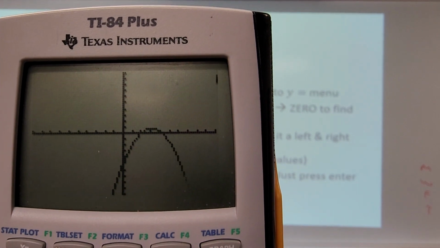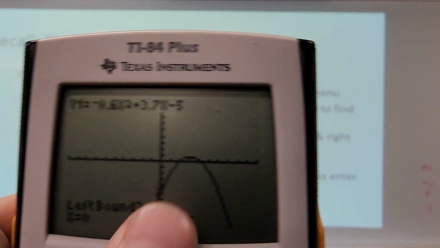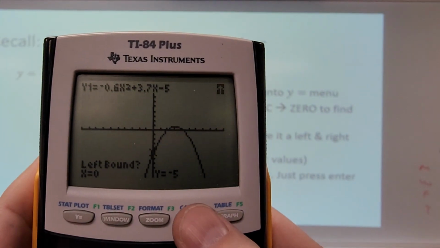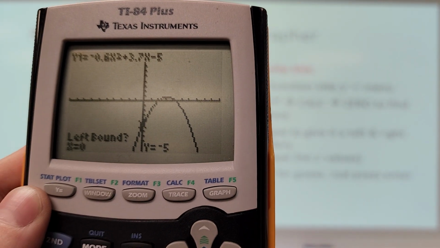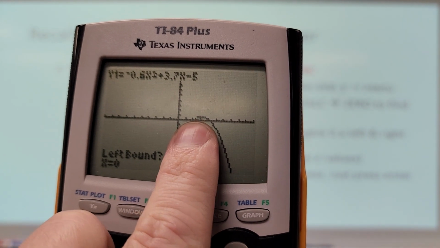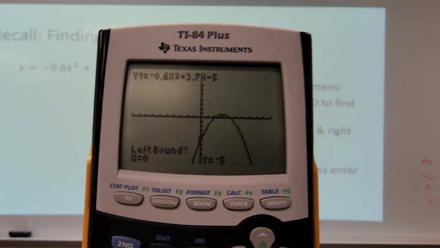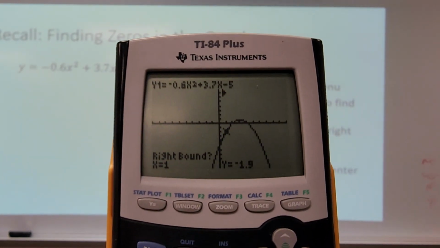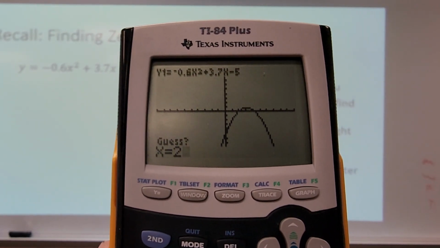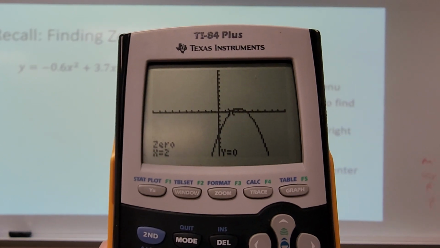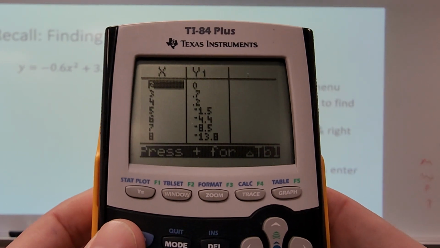Sometimes those zeros are really easy to find. We can see them in the table. Other times, when they are irrational numbers, we will have to calculate those. So again, second calculate the zero, and it's going to ask for a left and right boundary. For this one that's right up here, we know that it is somewhere between 1 and 3. So I'm going to pick 1 as my left boundary, 3 as my right boundary, and then I'm going to guess. You can either press enter or you can actually guess 2 in the middle. And it tells you, oh, 2 is the zero. You can also see that in the table, that 2 is a zero.